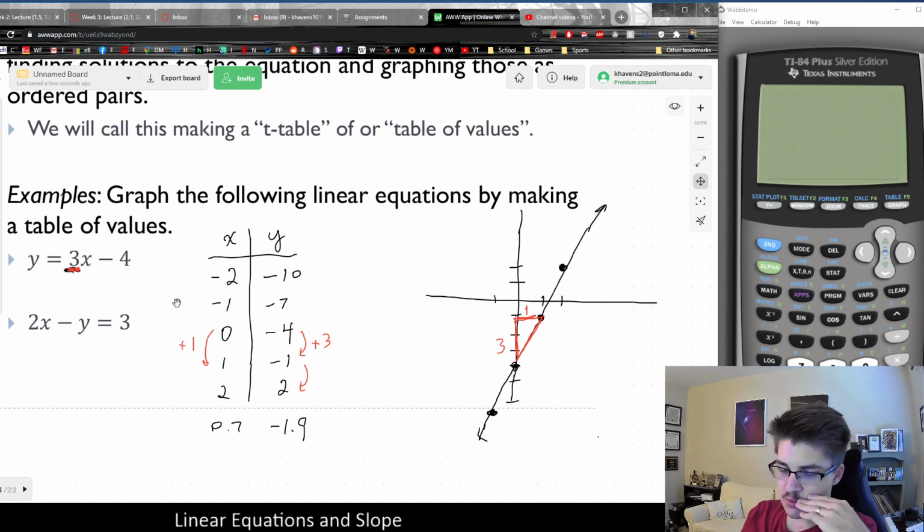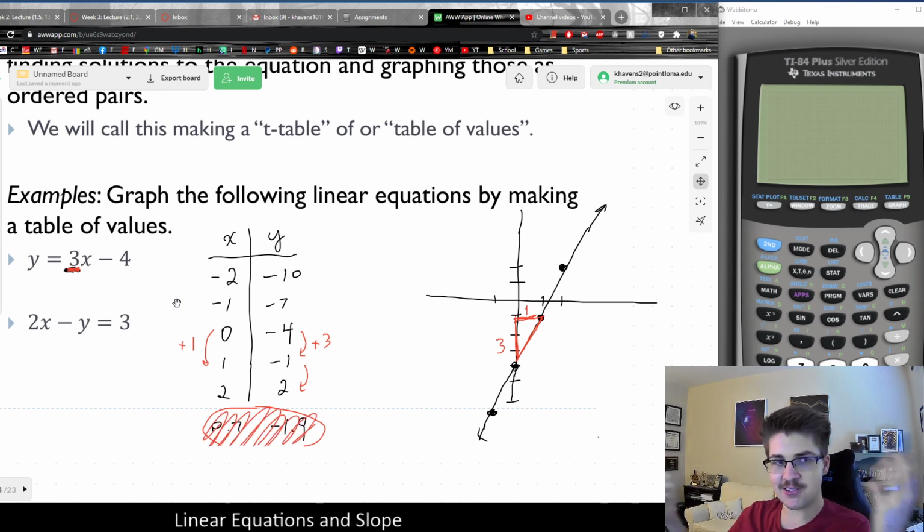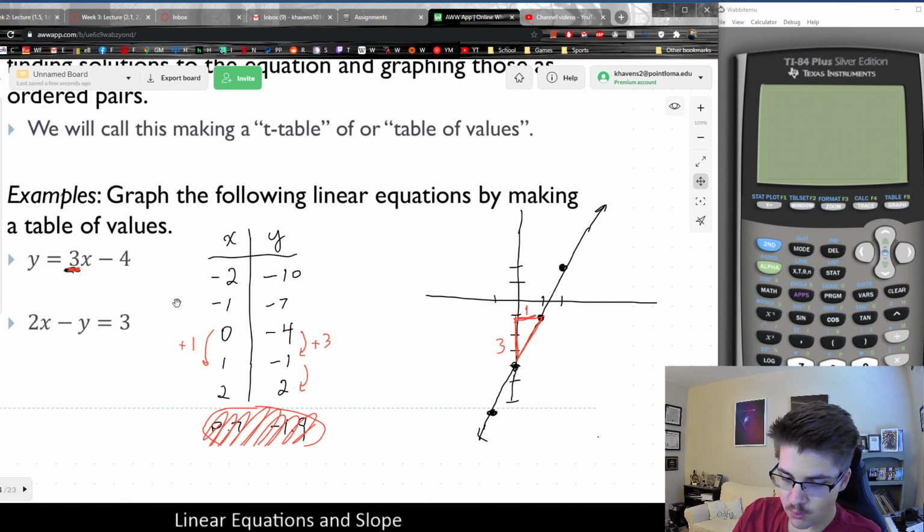And of course, if you choose weird numbers like this, technically it still fits the same slope, but it just makes those calculations a little bit more annoying, which is why we typically want to pick whole numbers.